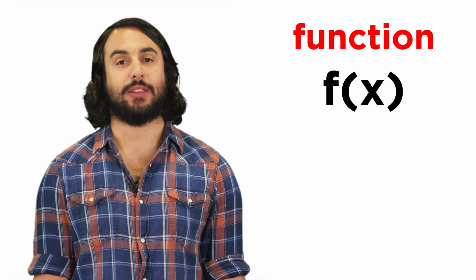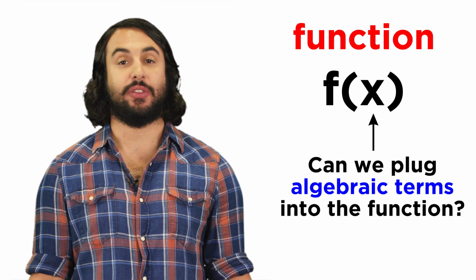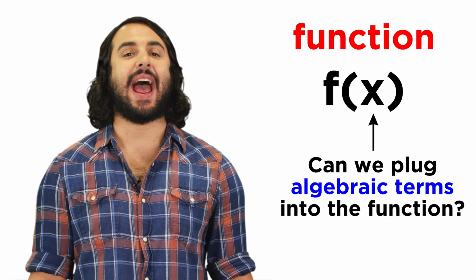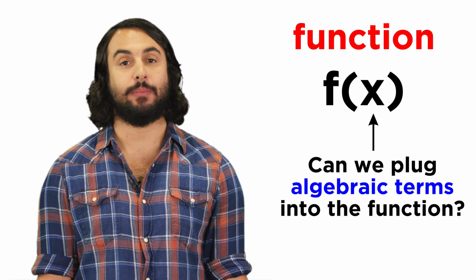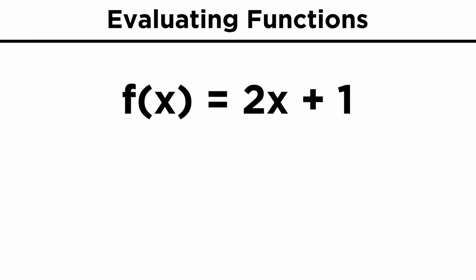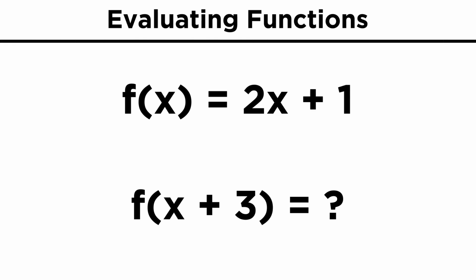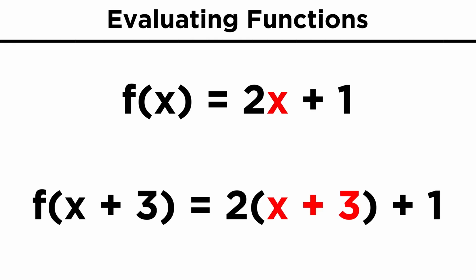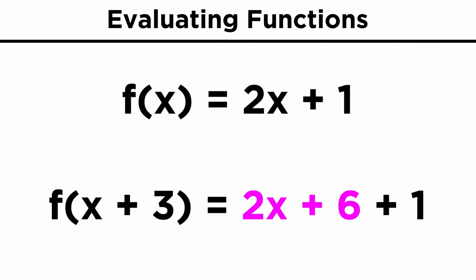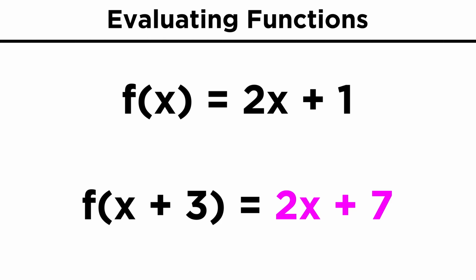We just learned what functions are and how to evaluate them. But things can get a little trickier than this. What if we want to plug in an algebraic term rather than a number? For example, let's say we have f of x equals 2x plus 1. What is f of x plus 3? This works the same way as plugging in a number. We just put x plus 3 everywhere that we see x. 2 times quantity x plus 3 is 2x plus 6, plus the 1, and we get 2x plus 7.